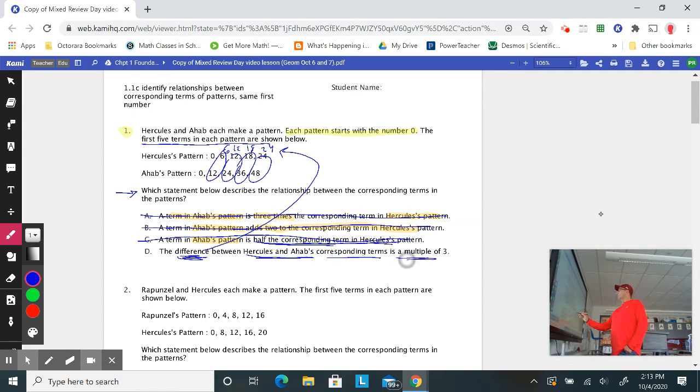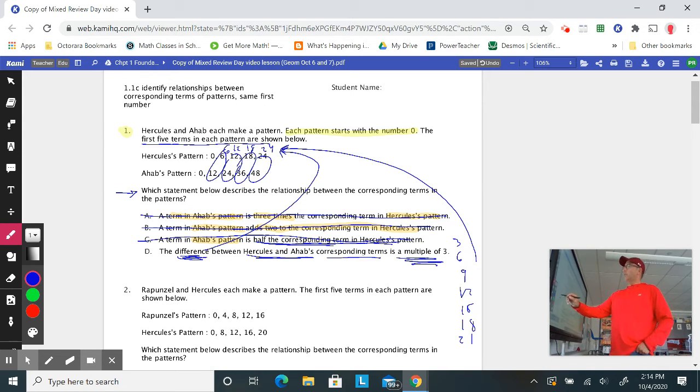Are they multiples of 3? Well, multiples of 3 are 3, 6, 9, 12, 15, 18, 21, 24, and that's all true. 6, 12, 18, and 24 are multiples of 3. So I know in this problem here that D will be the correct solution.